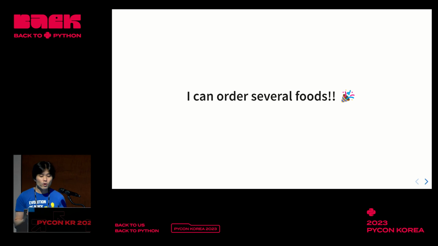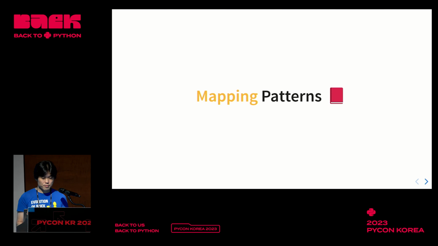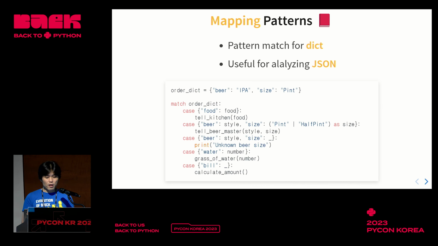Next pattern is mapping patterns. Now, I can order multiple food items at once. And mapping patterns. The pattern is matched by map types such as dictionaries. Mapping patterns are useful for analyzing a JSON loaded dictionary, I think. The order is a beer, IPA style, and pint size. Then it matches the second case and gets the style and the size. It is readable for me.